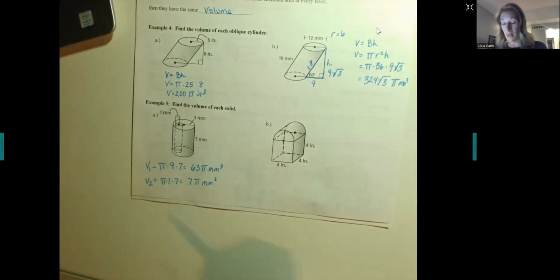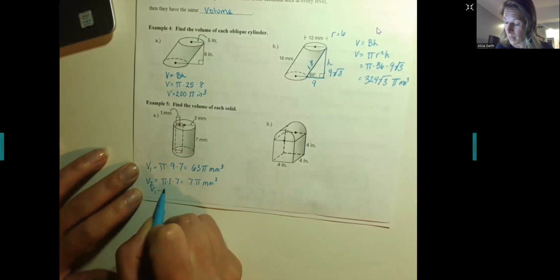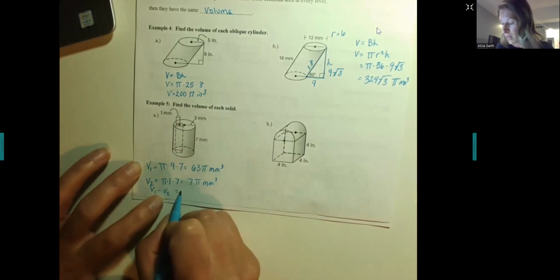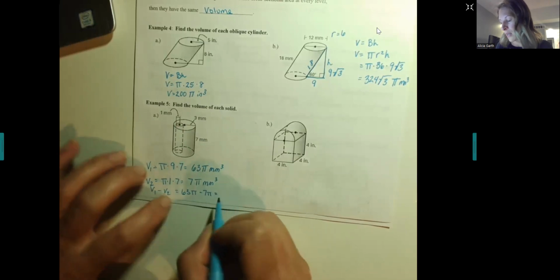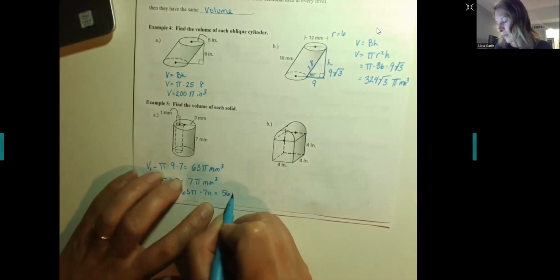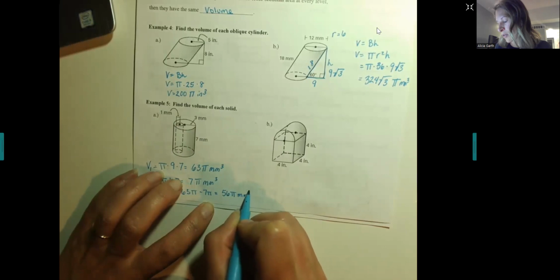I'm going to subtract them. V1 minus V2 is going to be 63 pi minus 7 pi. And that's going to give me 56 pi millimeters cubed.